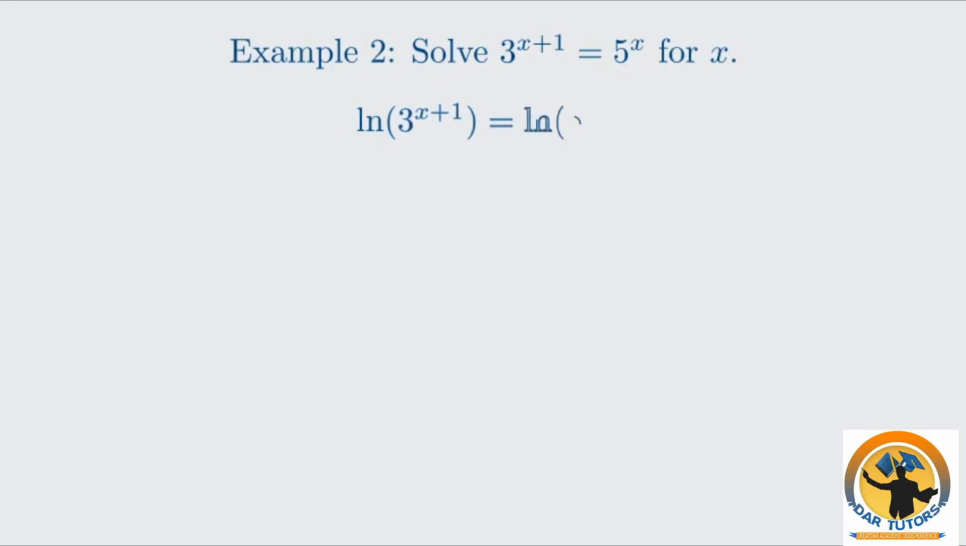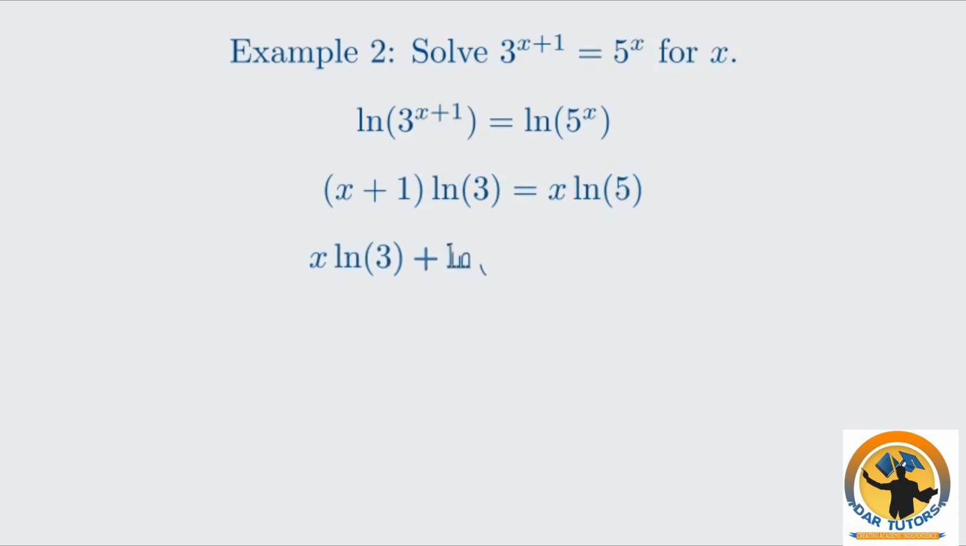Solve for x in the equation 3 to the power of x plus 1 equals 5 to the power of x. Again, we take the logarithm of both sides. Let's use the natural logarithm this time. Apply the power law to both sides. The exponents come down as coefficients. Now we have an algebraic equation to solve for x.